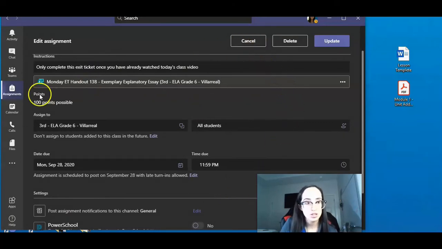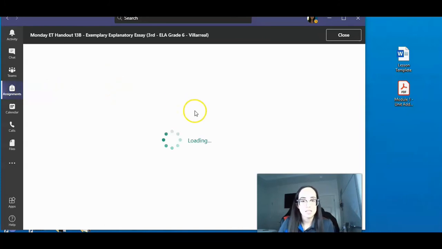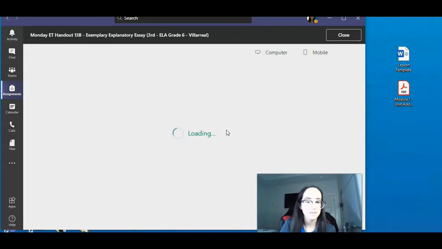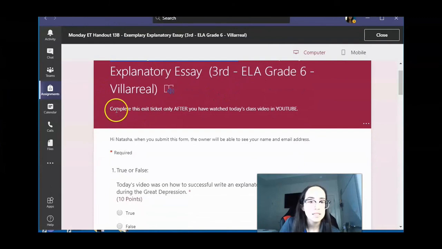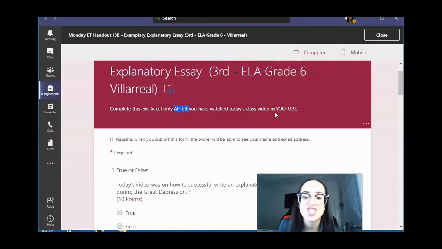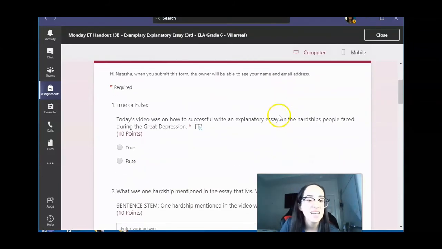So just so that you know, this is what the exit ticket's going to look like, just so that we can have an idea. It will be labeled Monday ET Handout 13B. It does say to complete this exit ticket only after you have watched today's class video on YouTube, which is what you're doing right now. You're going to finish watching and then you will take your exit ticket. It gives you a true or false question. Today's video was on how to successfully write an explanatory essay on the hardships people faced during the Great Depression. True or false?